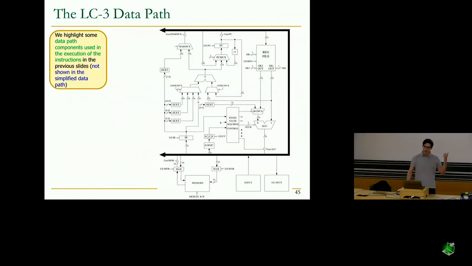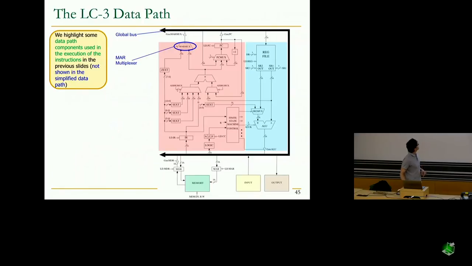You can compare this to the one you have in the beginning of the slides. This is essentially for you to see some new components that we have added, and these components are useful for the execution of the instructions that we have been discussing. Here we have the global bus, we have this MAR multiplexer that will choose which address is going to be stored in the MAR here to access memory.